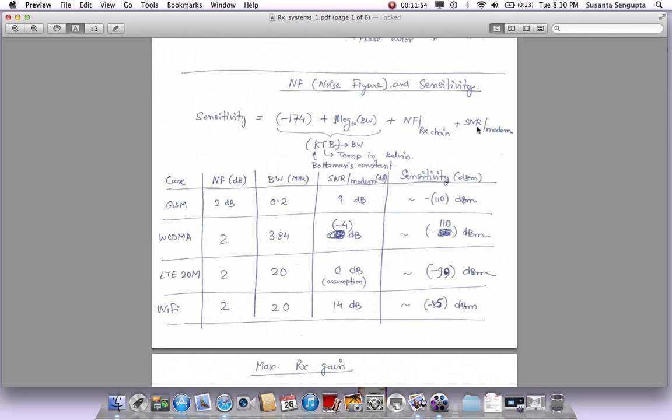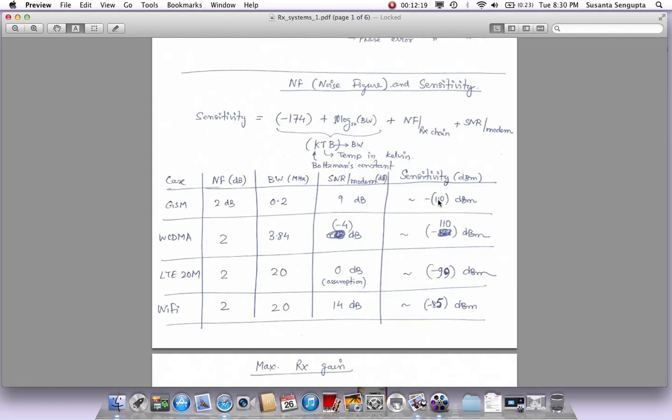Now the one remaining is the SNR. The SNR for the modem, as I said, differs because these standards have different modulation schemes, and in order to demodulate, the modem will need a certain SNR. For the GSM case, it needs 9 dB SNR. If we plug all these numbers into this formula, you will get a value of about -110 dBm, which if you convert it to voltage is about 1 microvolt.